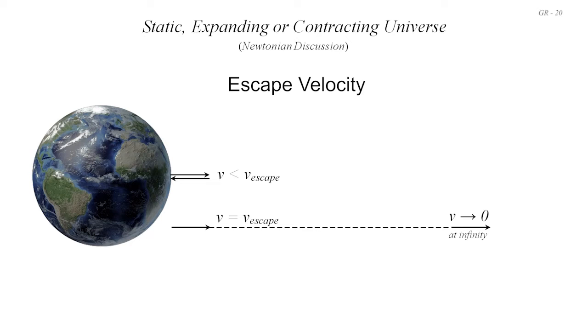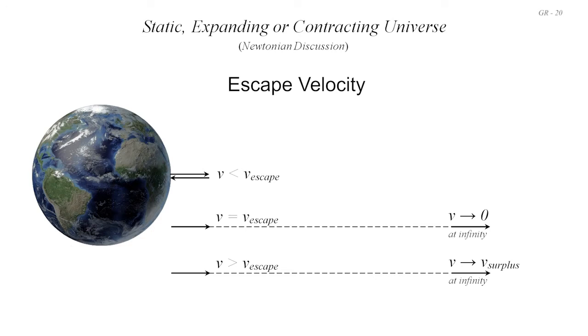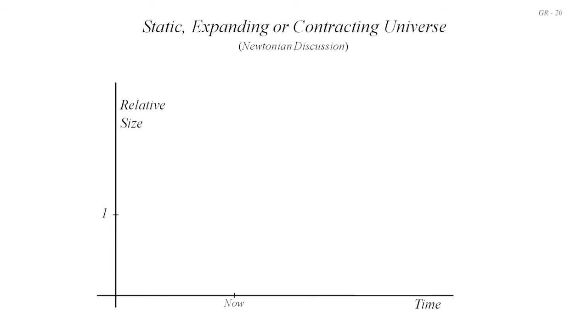Thirdly, of course, if it leaves the Earth with surplus velocity over and above the escape velocity, then it will also escape from the Earth, but it will tend towards having that constant surplus velocity as it approaches infinity. And something like these 3 Newtonian scenarios can be imagined to apply to the universe as a whole, and can be illustrated on a plot of the relative size of the universe against time on the same axes that we had a moment ago, where, once again, note there are no units shown.